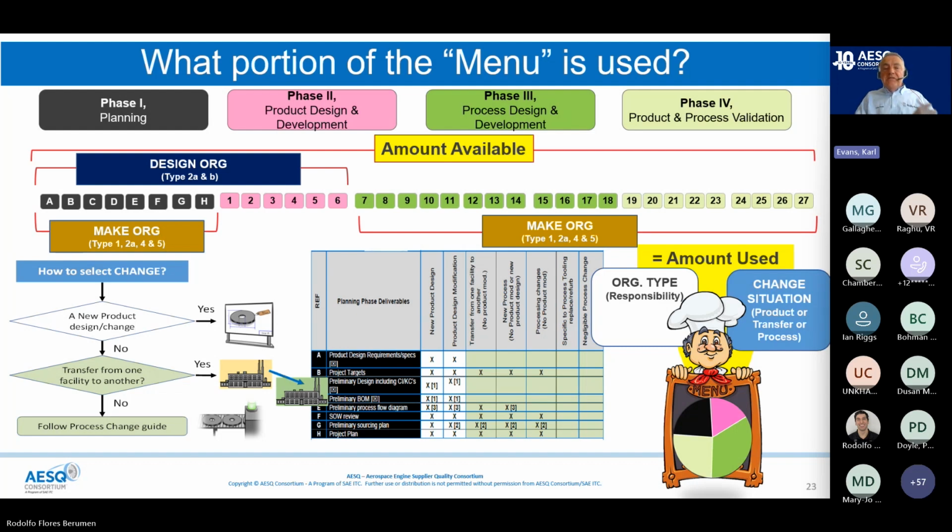So again, we can take the menu with some simple guidance around what your responsibilities are as an organization and the type of change you're dealing with. You can disseminate that information into quite an easy, understandable format to go, these are the deliverables that must be enacted in terms of APQP. If you could move on one, please.